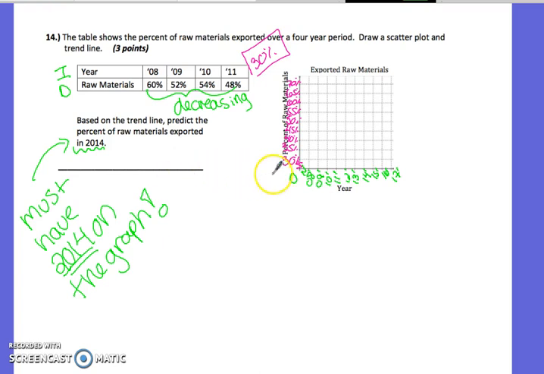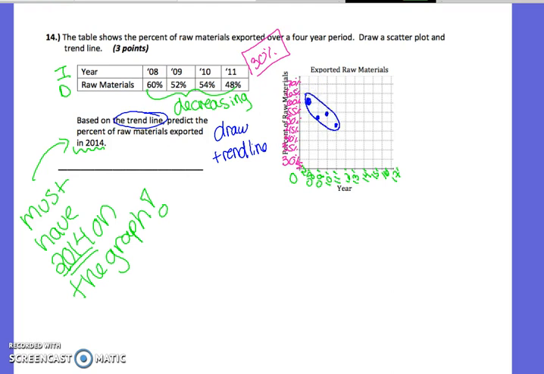So we have 08 was 60%, 09 was 52%, so about there, approximating. 10 was 54, so it's a little bit higher. 11 was 48, so it's down here. Then it says based on the trend line, which means you have to draw a trend line, which I always think is easier if I kind of outline these and then draw my line, a straight line.